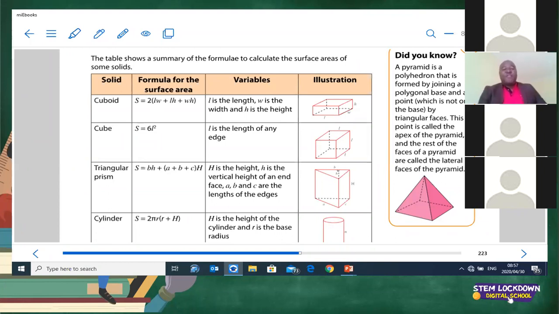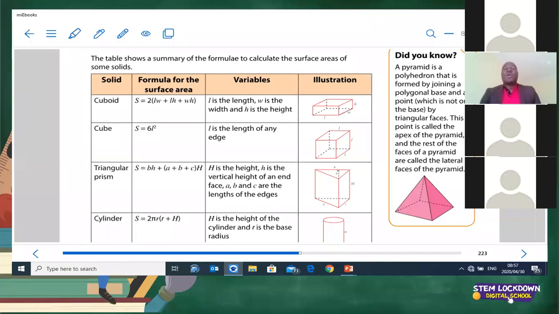Because if you have the face here at the top, there's also the bottom one. So those two are equal. Remember that even in a rectangle, the opposite sides are equal. So even in a cuboid, meaning a rectangular prism, the opposite faces are equal.